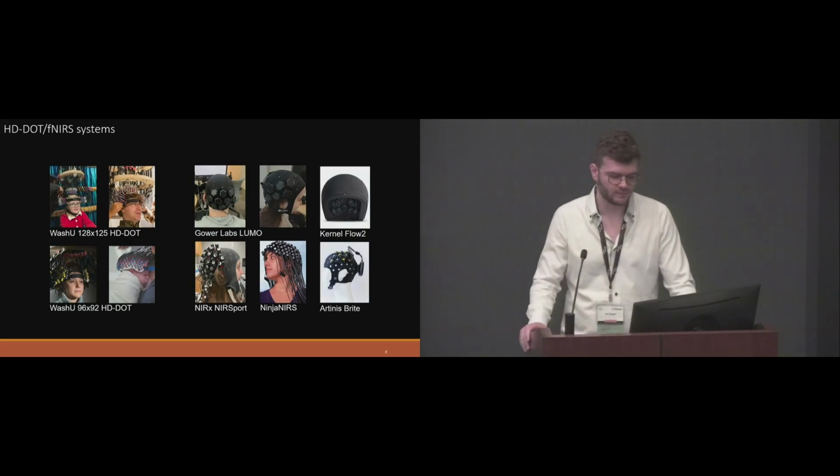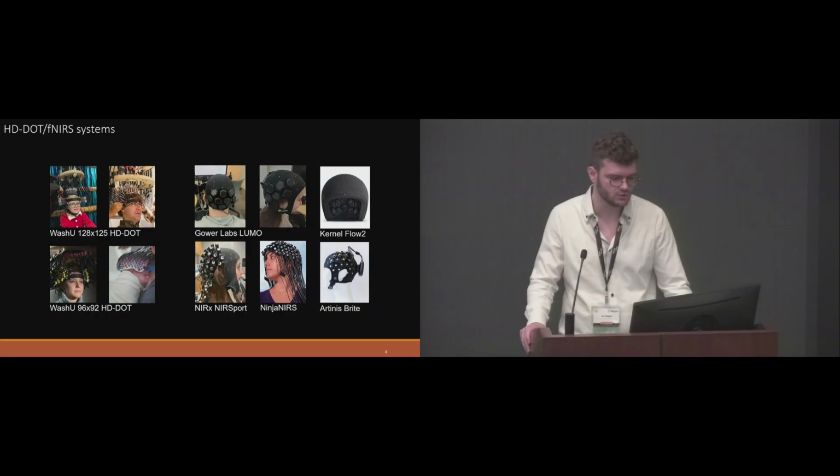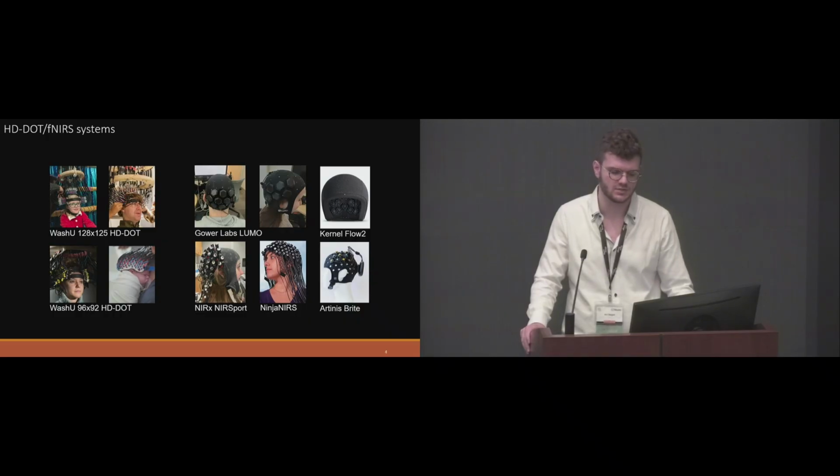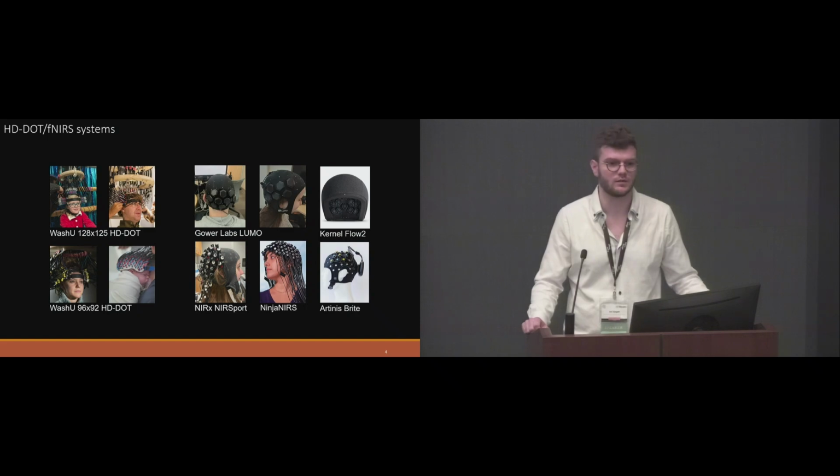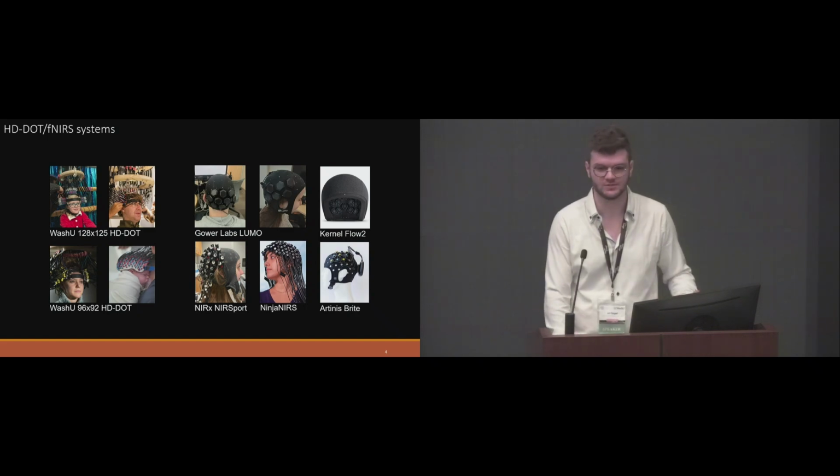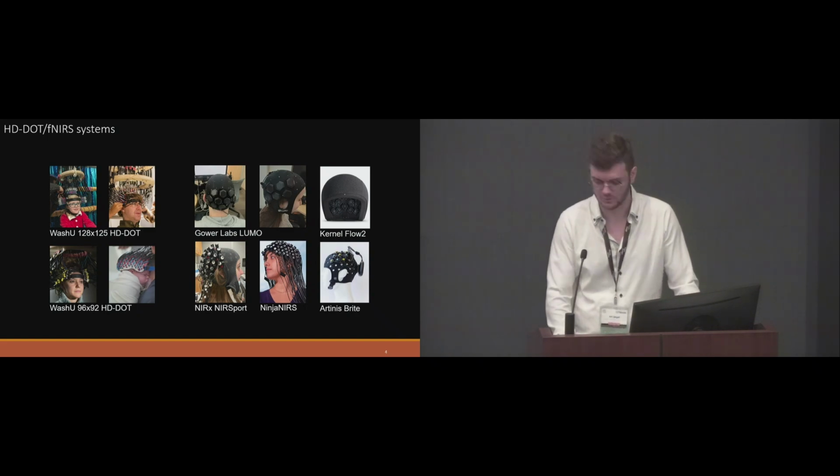So starting off, there are a variety of HDDOT and fNIRS systems. We have fiber-based systems here at WashU, such as on the left side of the screen, and then there is a bevy of commercial systems such as the Lumo system from Gower Labs, NIRx systems as well. There's the Ninja NIRS cap, Artinis and Kernel as well on top of that. All of this is to say we're in a time where there is no shortage of what type of system you may want to use for your research.